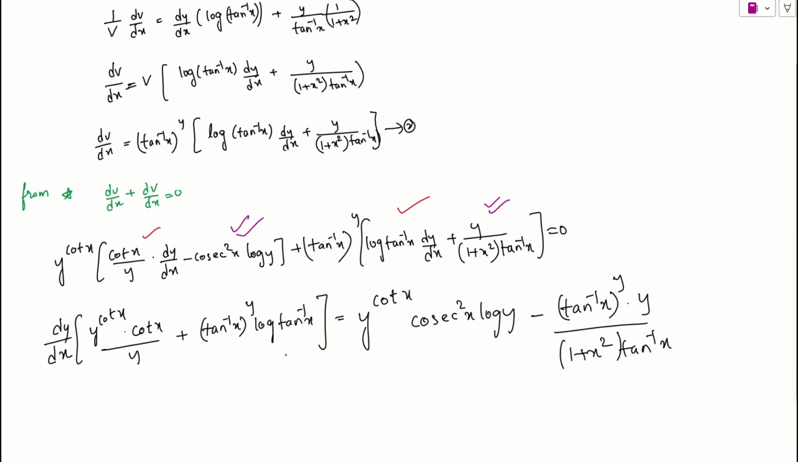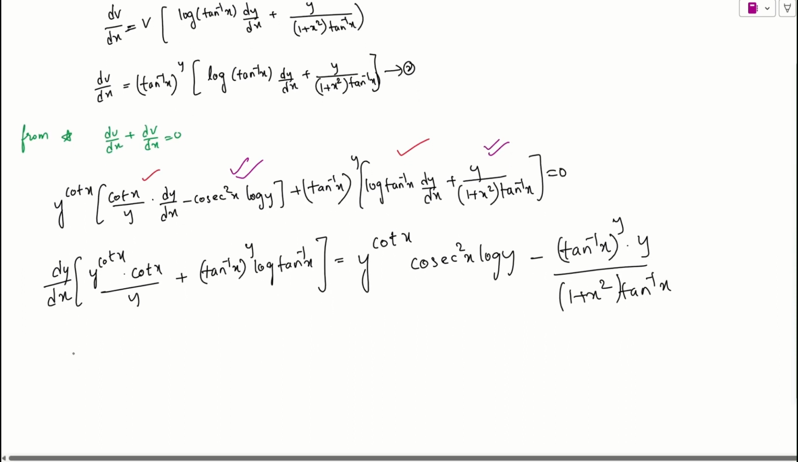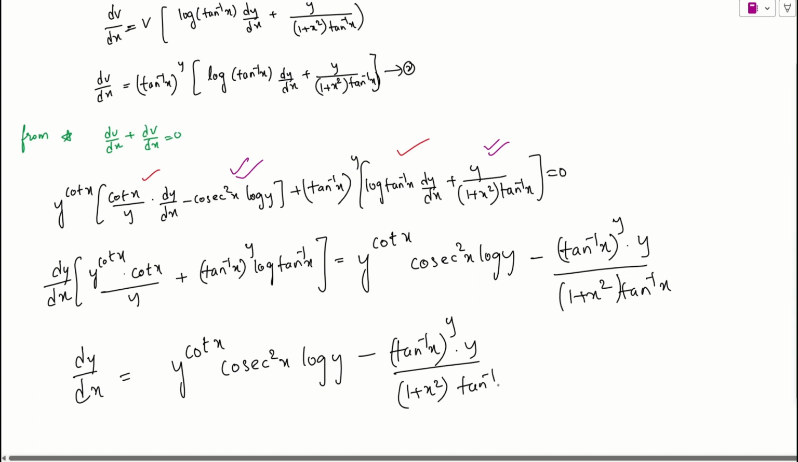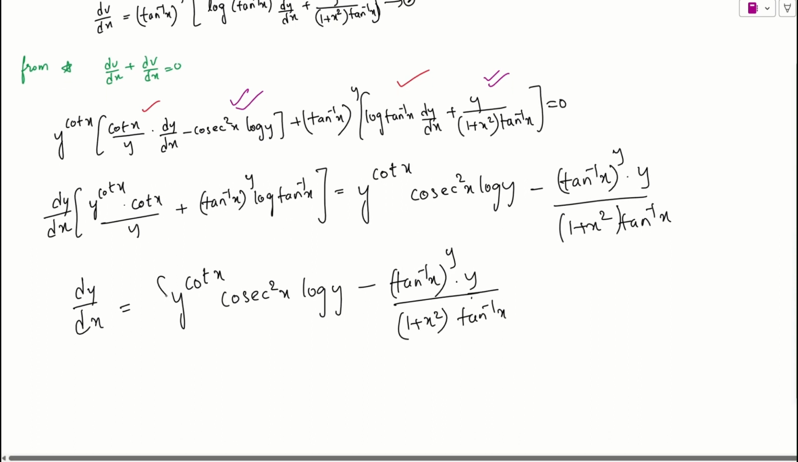Yes. So now let us move on. What I can say, this is simply dy by dx equals, so numerator will be the same term I'll be writing as it is. Let me write it down: y raised to the power cot x into cosecant square x log y, minus (tan inverse of x) whole power y times y by (1 plus x square) into tan inverse of x. We want dy by dx, so this is the whole numerator. By, you have to send the left side part to the right side.